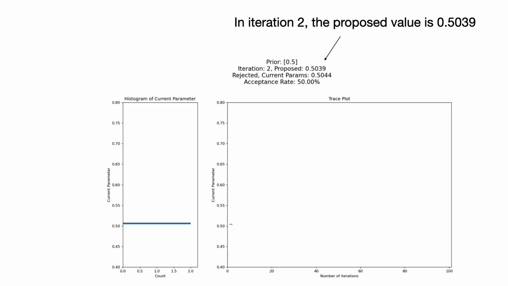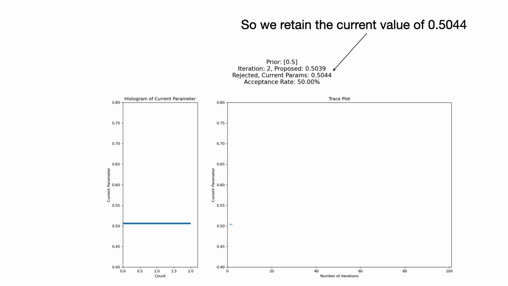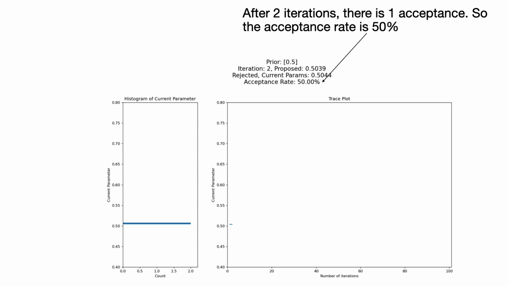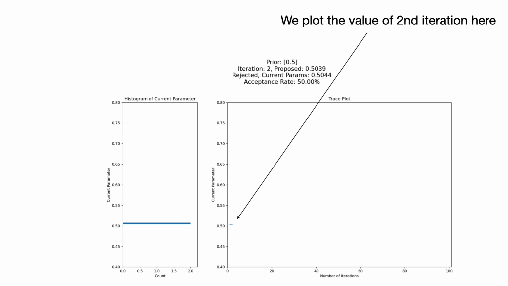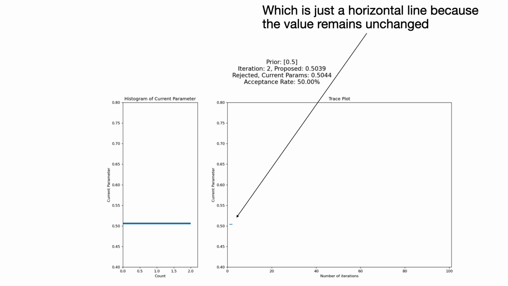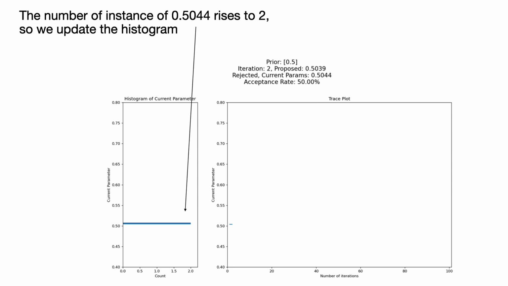In iteration 2, the proposed value is 0.5039, which is rejected. We retain the current value of 0.5044. After 2 iterations, there is one acceptance and one rejection, so the acceptance rate is 50%. We plot the value of the second iteration here, which is a horizontal line because the value remains unchanged. The number of instances of 0.5044 rises to 2, so we update the histogram.